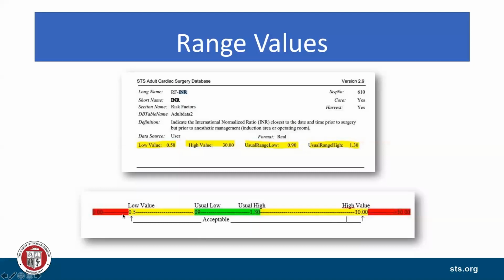If you have values that fall below the low or higher than the high values, you are to enter the low value or the high value respectively. So if you have a value that's 31.00, you're to enter 30 in. If you have a value that's 0.3, you're to enter 0.5 in.